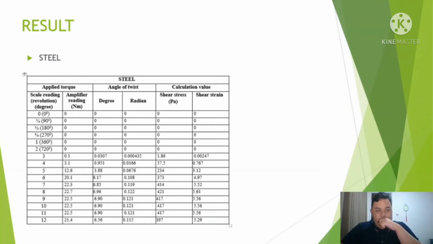Here we can see the applied torque table, angle of twist and calculation values. This is the scale reading, revolution in degrees. This is the amplifier reading. This is the angle of twist in degrees and radians. And then this is the calculation value for the shear stress and the shear strain.